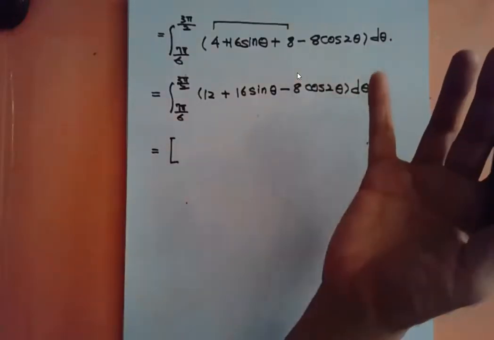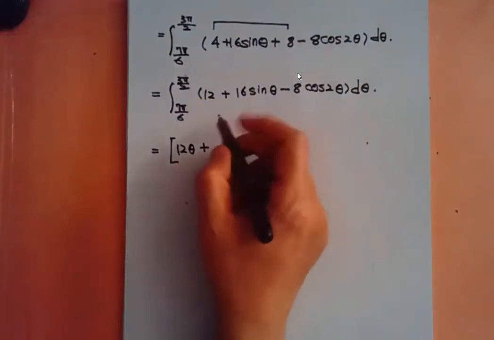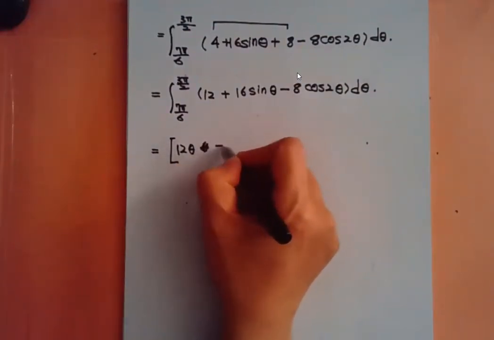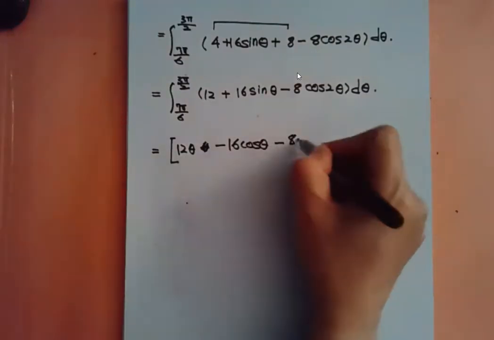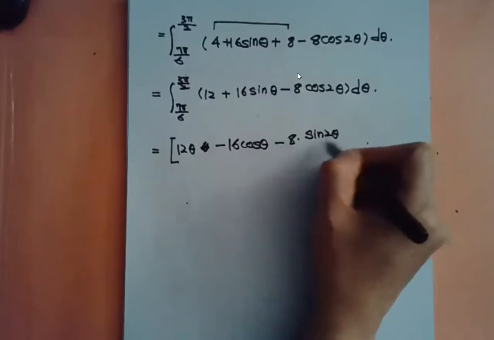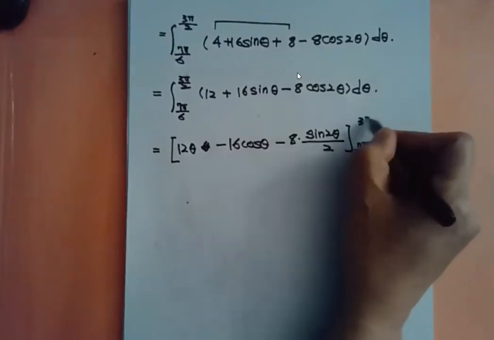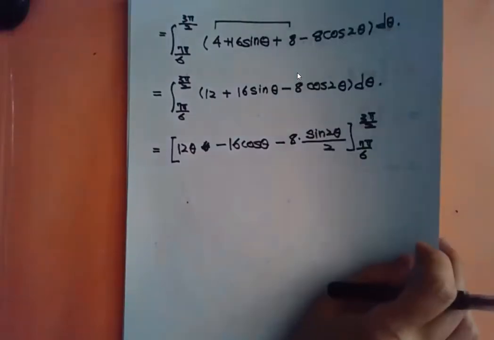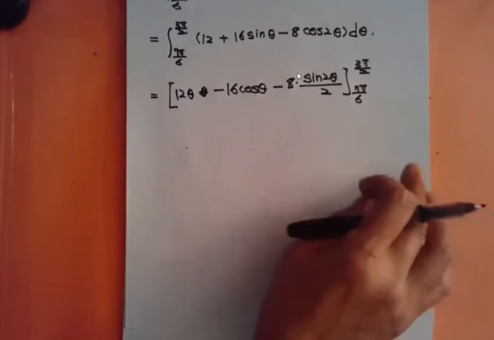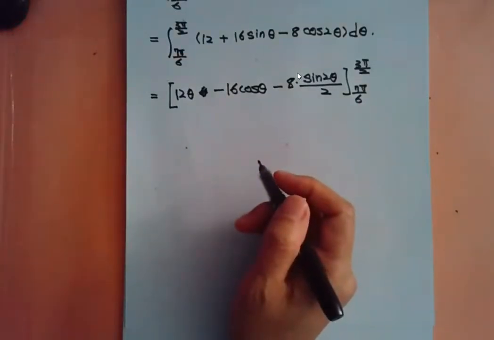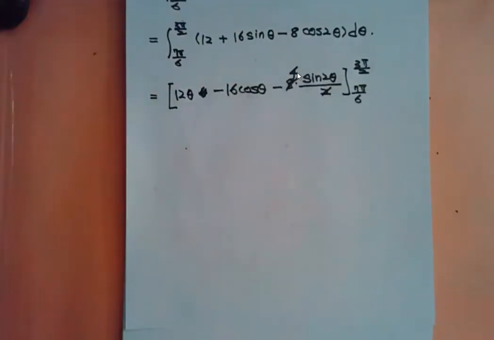So we integrate with respect to theta, and so 12 theta plus, if we integrate sine, it becomes minus 16 cosine of theta, minus 8 times sine of 2 theta over 2, from 7 pi over 6 to 3 pi over 2. Those are fairly straightforward. These will cancel each other and become 4.